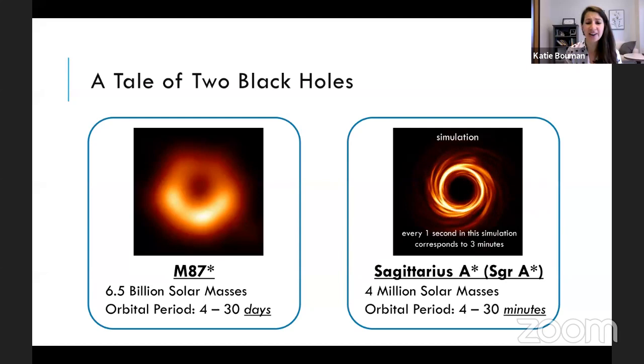And Sag A star is teeny compared to M87. M87, again, is 6.5 billion solar masses. Sag A star is only a measly 4 million solar masses. But because it's much closer to us, it appears about the same size in the sky.